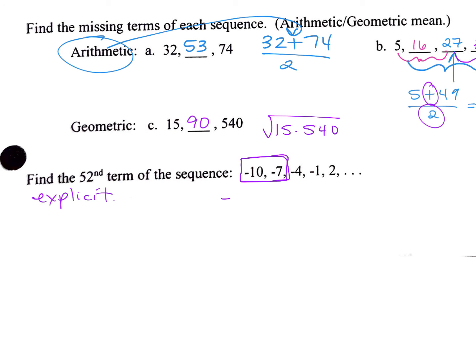If I go -7 minus -10, I get 3. Now go here. -7 and -4. Is 3 the common difference there? Yep. -4 to -1, is 3 the common difference? Yep. What if it didn't work out? What if they weren't the same? What would you try next? Dividing, right? You take -7 divided by -10, -4 divided by -7. You're looking for something to remain constant. Well, the 3 remains constant. So we're adding 3, adding 3, adding 3 all the way through.